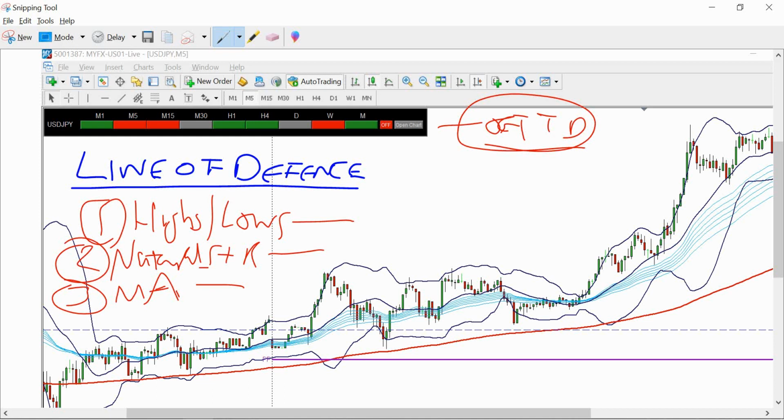The second one I've got on here, as you can see by these bands, is the classic Bollinger Bands. I'm not going to go into that inside this video.